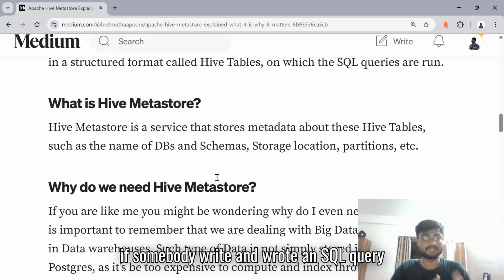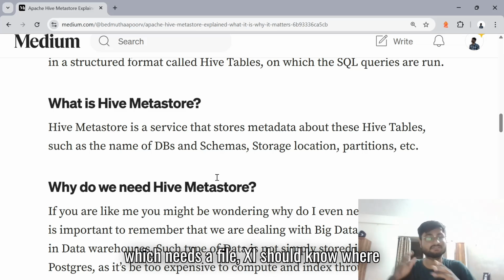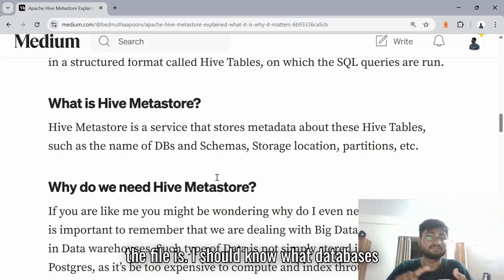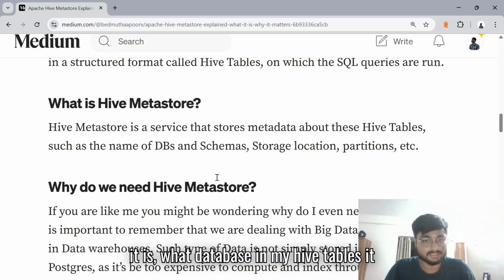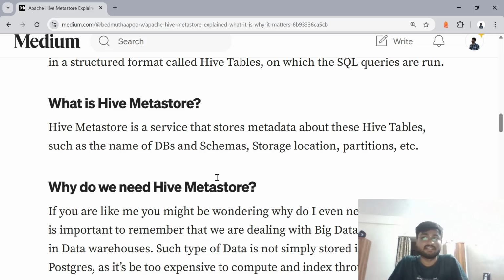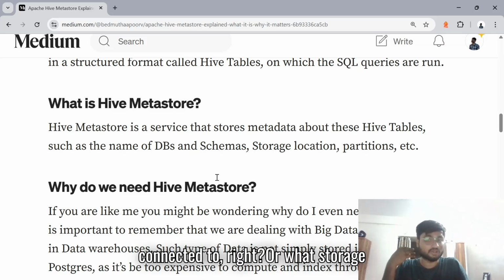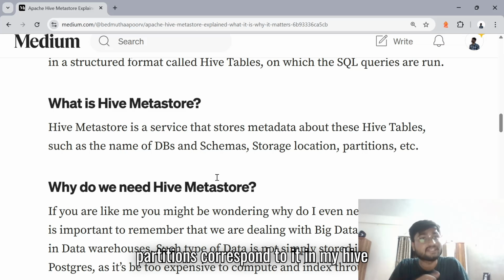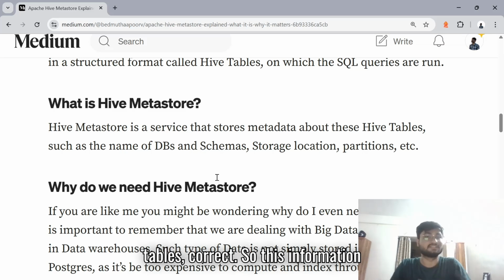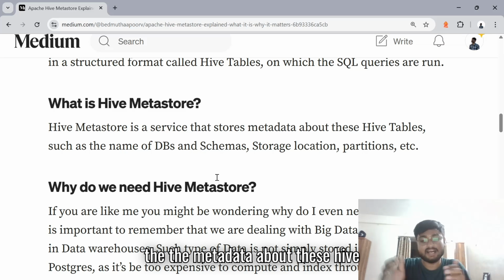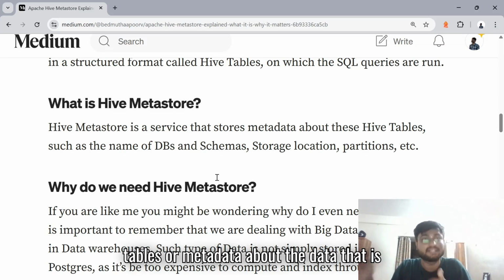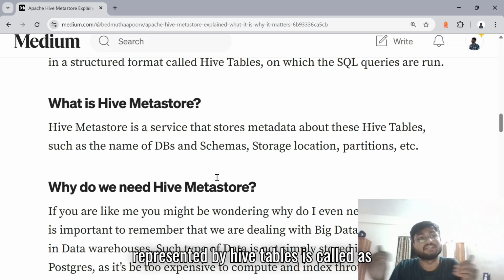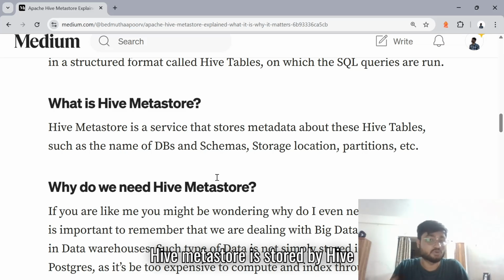So, for example, if somebody wrote an SQL query which needs a file X, I should know where the file is. I should know what database in my Hive tables it is connected to, what schemas it is connected to, or what storage location corresponds to it, what partitions correspond to it in my Hive tables, correct? So this information, the metadata about these Hive tables or metadata about the data that is represented by Hive tables, is what Hive Metastore stores.